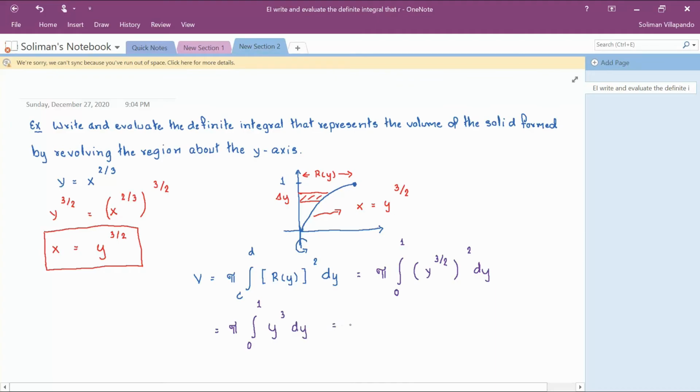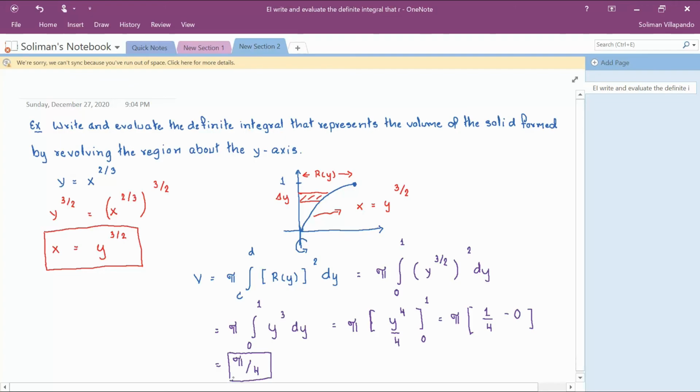Now if I take an integral of this, I'm going to have pi times y to the 4th over 4, with lower bound 0 and upper bound 1. Then I will have pi times: substitute 1 for y, I would have 1 over 4, substitute 0 for y, I would have 0. So the volume of this solid is pi over 4. So that is the answer.